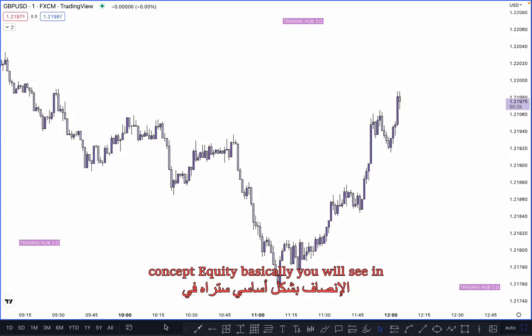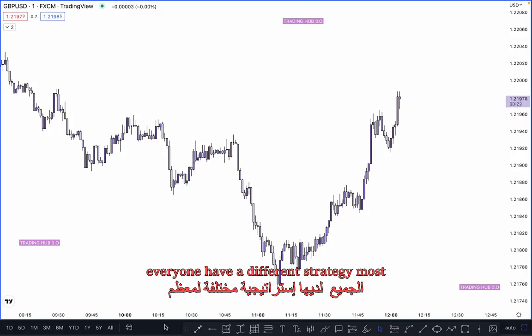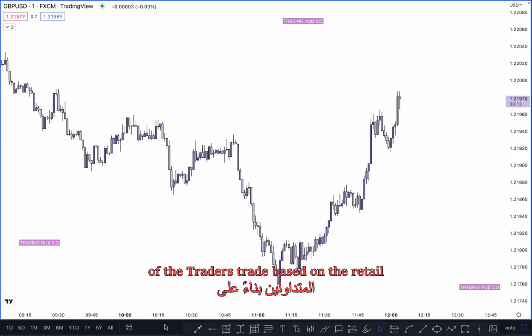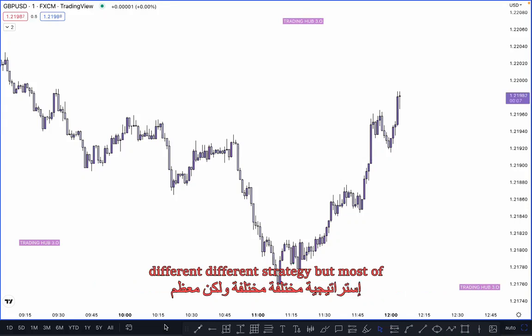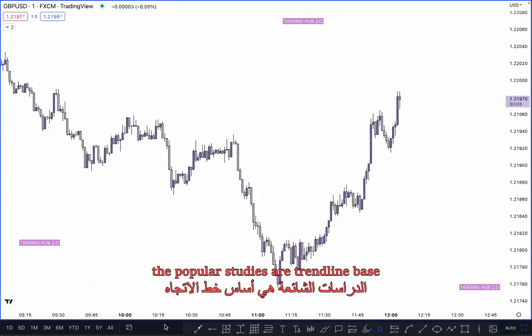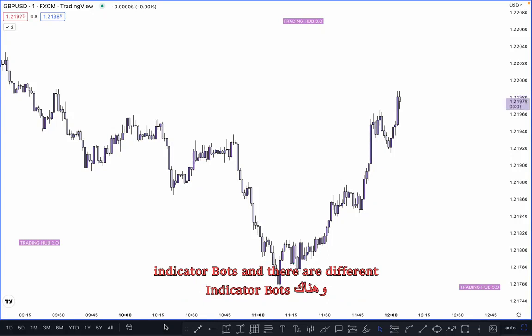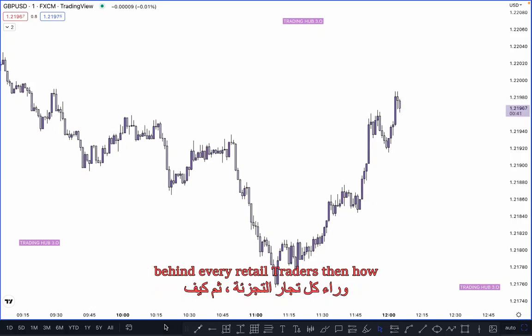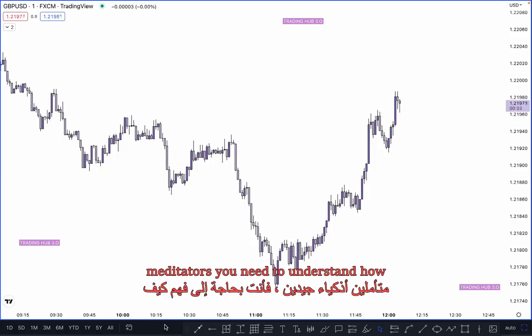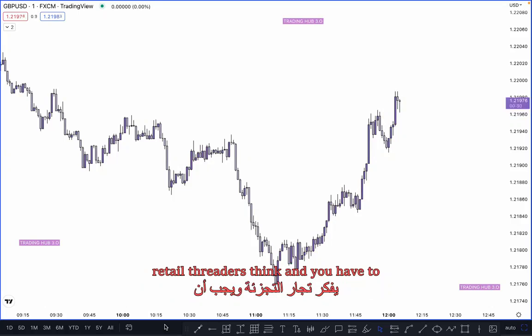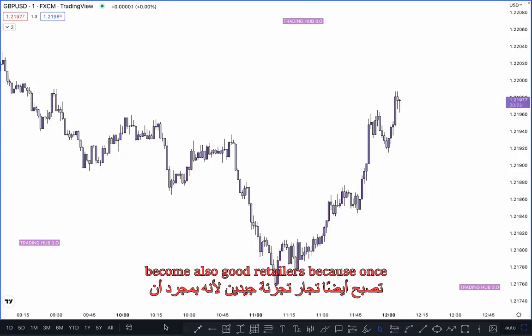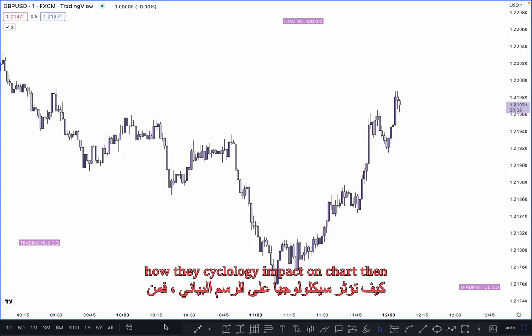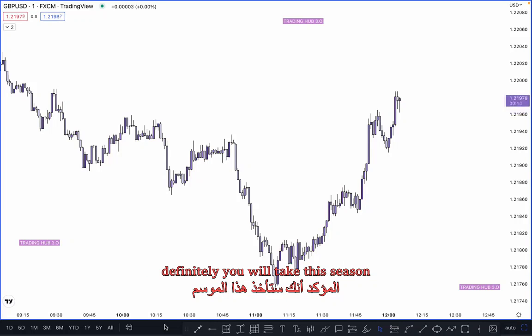You will see liquidity in different forms, because everyone has a different strategy. Most traders trade based on retail patterns, which include trend lines, chart patterns, candlesticks, Bollinger Bands, indicators, bots, and different types of strategy. You have to read the psychology behind every retail trader and how they think. To become a good smart money trader, you need to understand how retail traders think, and you have to become a good retailer too, because once you crack how retailers think and how their psychology impacts the chart, you will definitely take decisions against them.